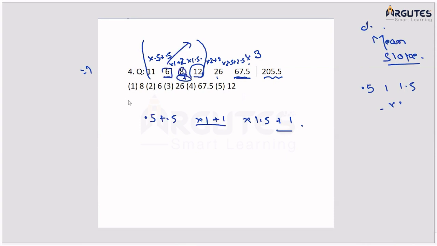So 8 is your wrong number. So your option will be option number 1, that is 8. I think you have got this. This question was based on the mean slope.